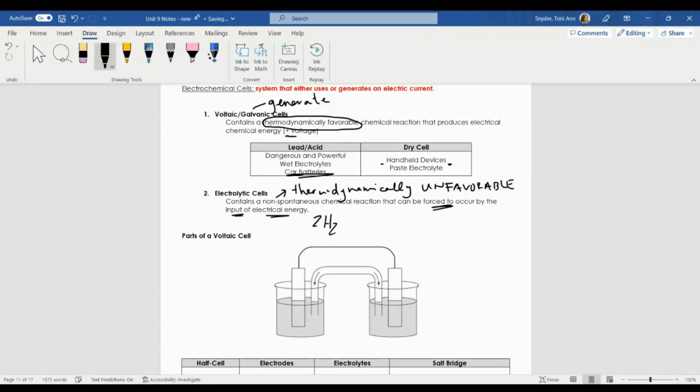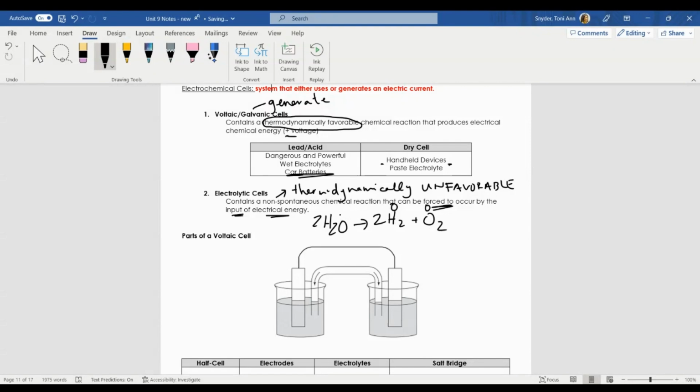So I could take water molecules, and if you consider splitting water molecules into its elements, the decomposition of water, I have 2 hydrogen molecules and an oxygen molecule. If you think about redox reactions, the oxidation number of elements is 0. So in this case, hydrogen is 0 and oxygen is 0.